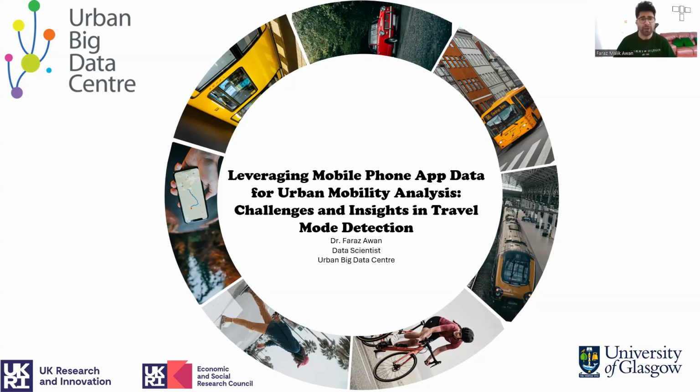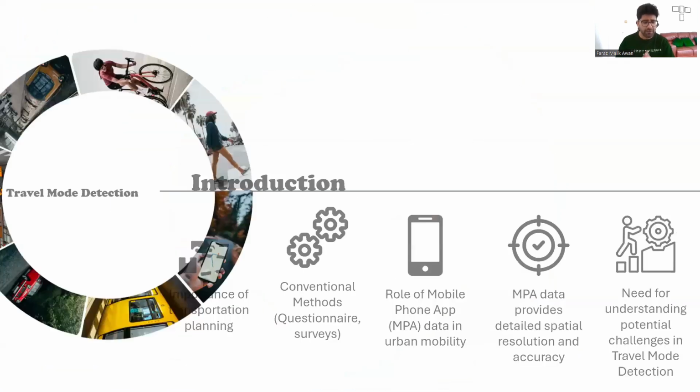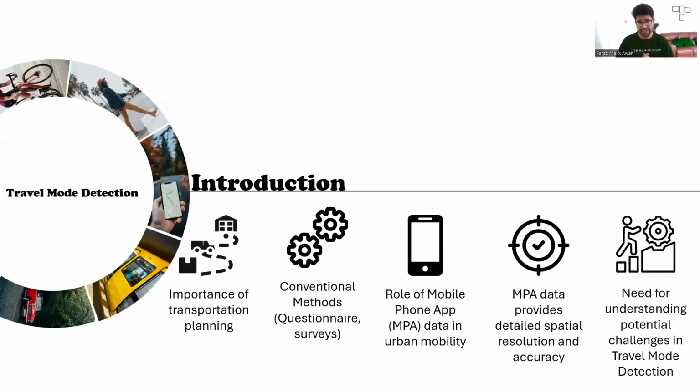I'll be presenting my work on leveraging mobile phone app data for urban mobility analysis, particularly focusing on challenges and insights in travel mode detection. When it comes to urban mobility and transportation planning, people's transport mode choices can provide significant insights to policymakers. For instance, it can play a really important role in the decision-making process for infrastructural planning by providing data and information.